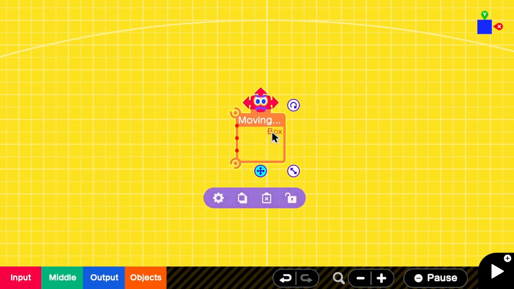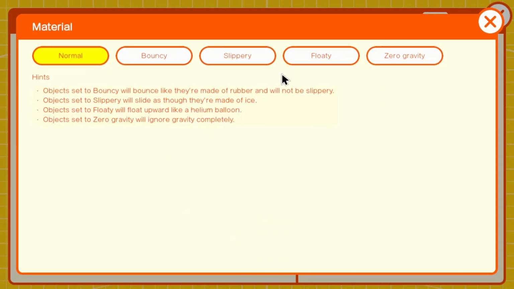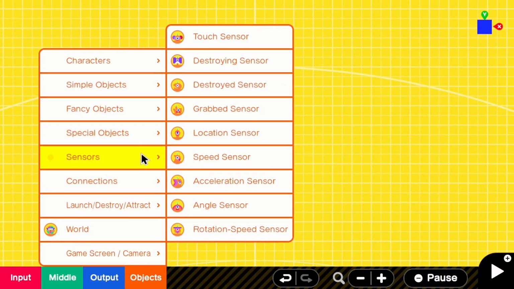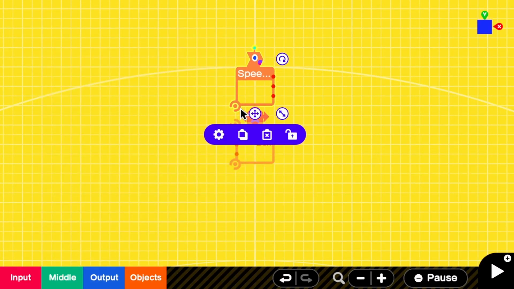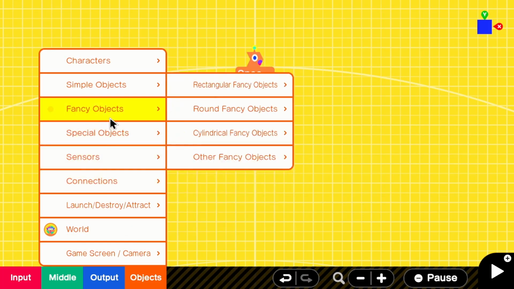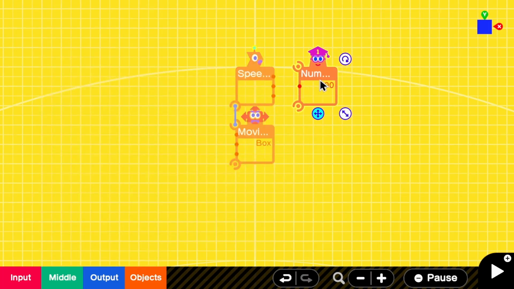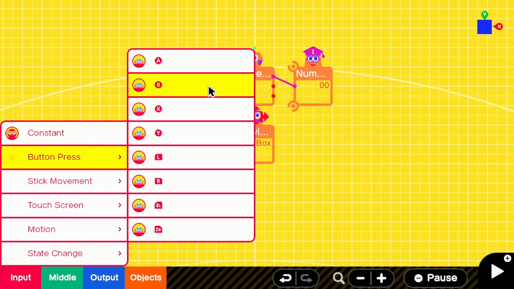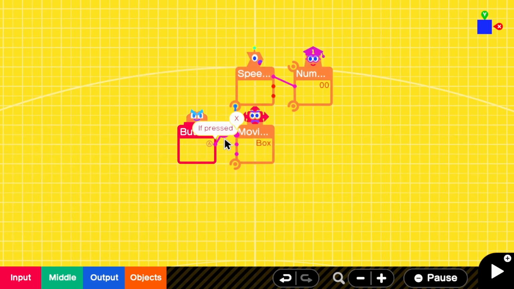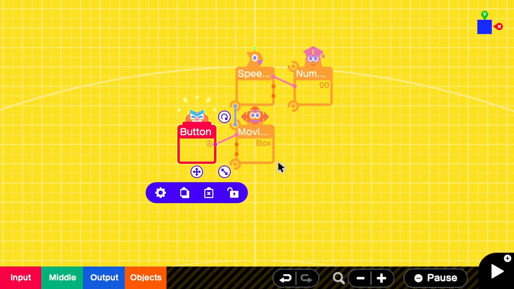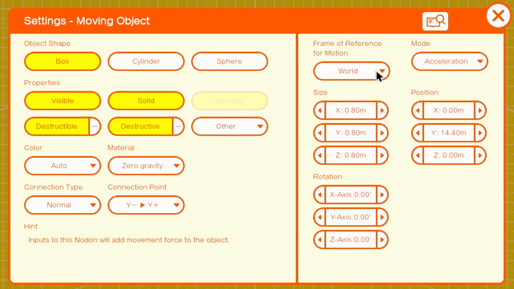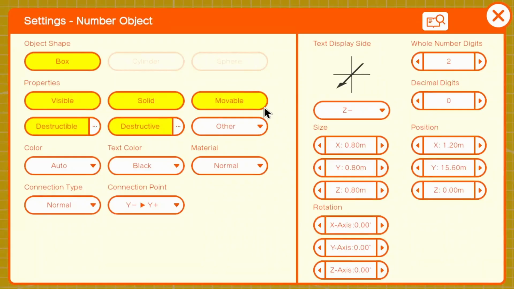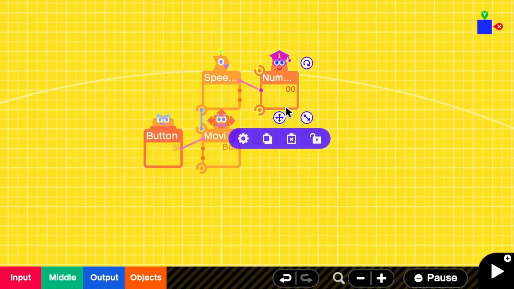Here I'm just going to take a moving box, make it zero gravity so that it doesn't move around. Then let's take a speed sensor, an upper object, and a button. So right now the moving box is set to world and acceleration. So what will happen when we press this button here?